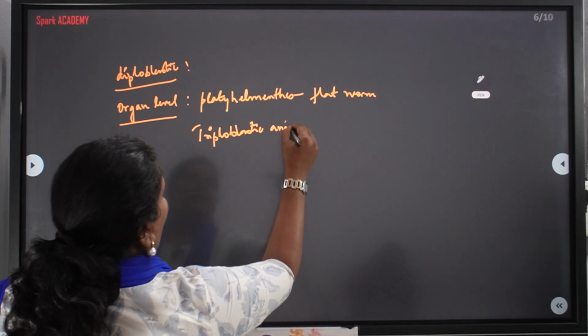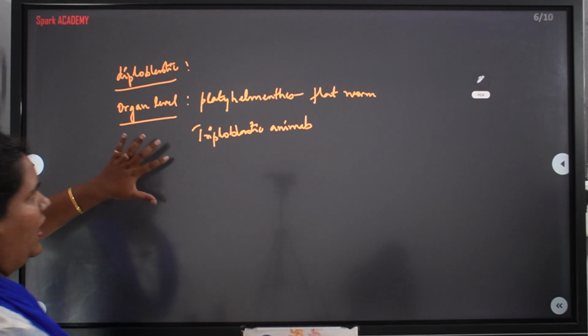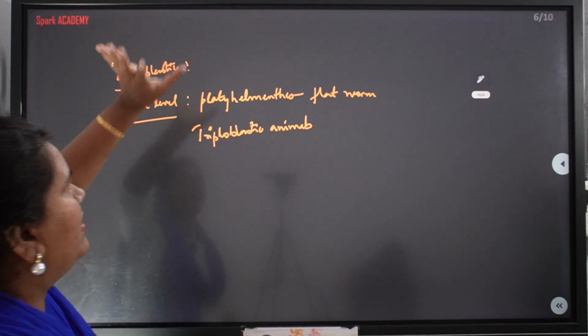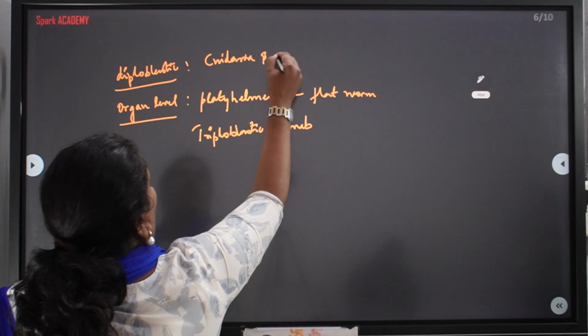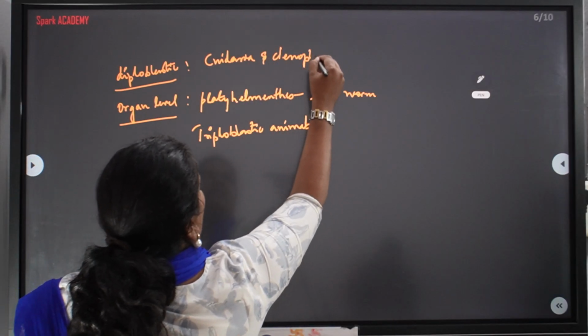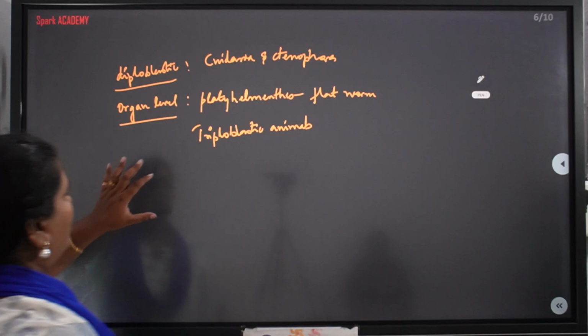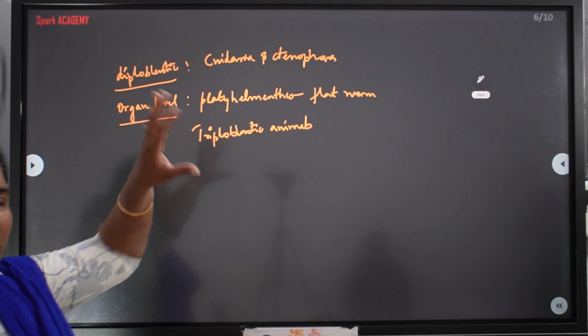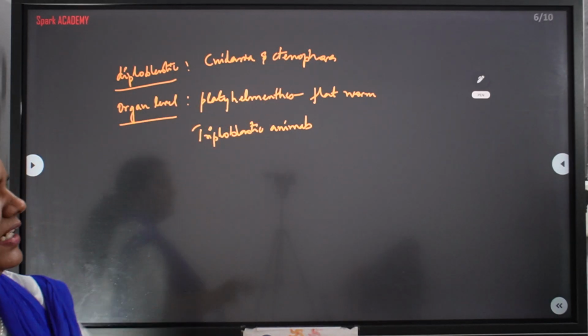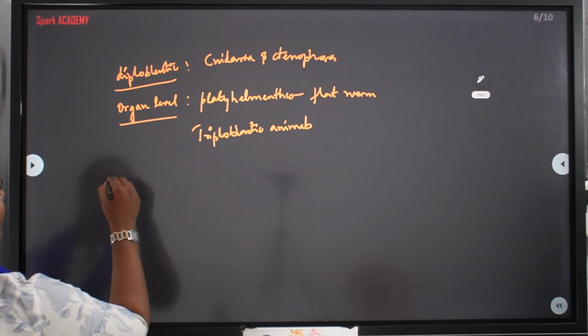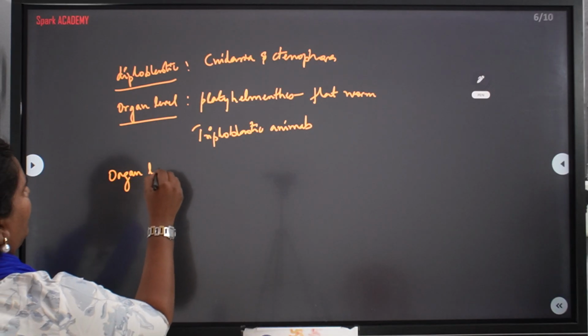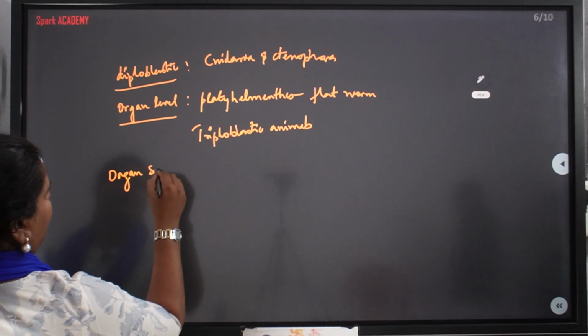animals. అంటే ట్రిప్లోబ్లాస్టిక్ నేచర్ ఈ ఫైలం నుంచి స్టార్ట్ అయింది. డిప్లోబ్లాస్టిక్ ఏం నేర్చుకున్నాము? డిప్లోబ్లాస్టిక్ ఆర్ నిడేరియా అండ్ టీనోఫోరా అని చెప్పినాను కదా. Whereas triploblastic will come under from platyhelminthes till chordata, which we will learn later, right? Now after organ level of organization, we have organ system level of organization.